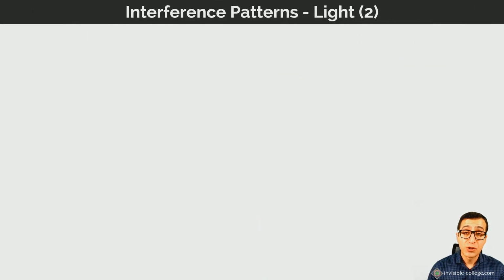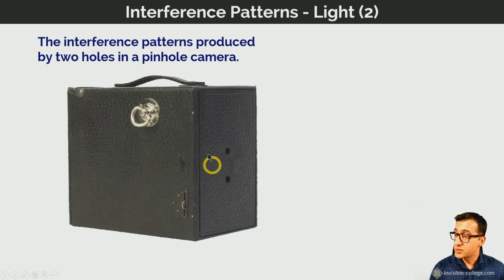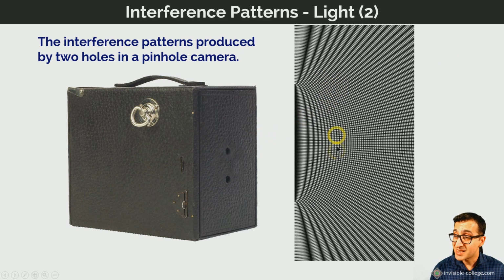The interference patterns produced by 2 holes in a pinhole camera basically illustrate this same principle. This is a very old but still functional pinhole camera, and it produces this interference pattern on the screen at the back of the camera, where light is allowed to pass through these 2 pinholes.